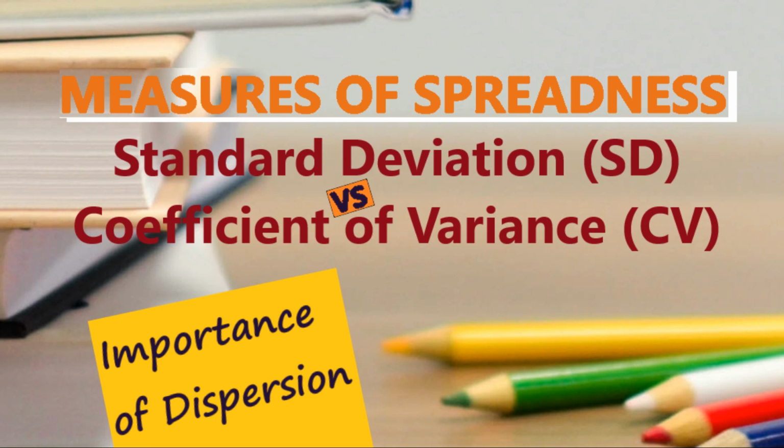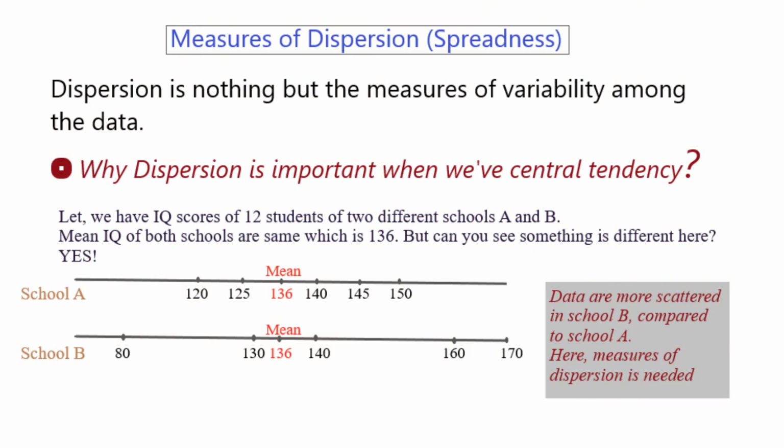In this video, we will discuss measures of spread and their importance. Dispersion, or spread, is nothing but the measure of variability among the data. Now, why is dispersion required when we already have central tendency?